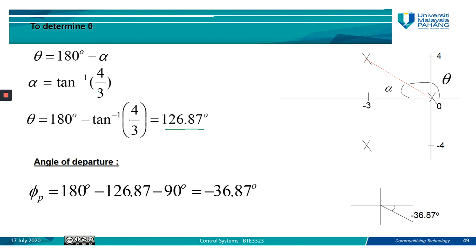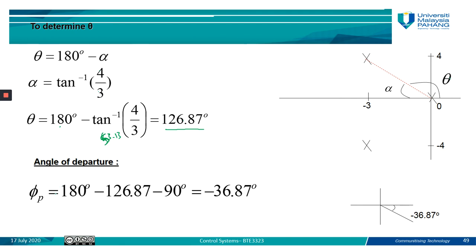Since tan inverse 4 over 3 is the complement of 126, which is 63, maybe 53. Okay, so 53 plus 126, so it will be 180. So the angle here is 53.13, plus this one, so it will give you 180. So we find the value of theta, which is 120 degrees. So this is the angle theta here, 120 degrees.